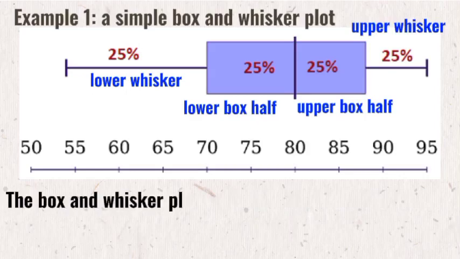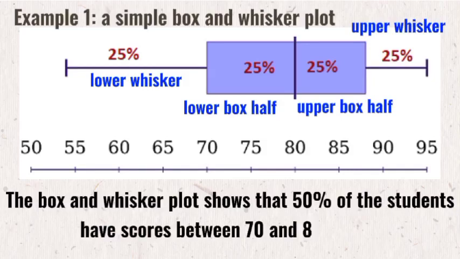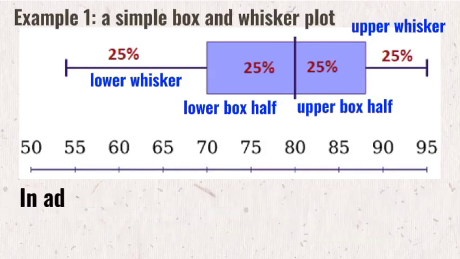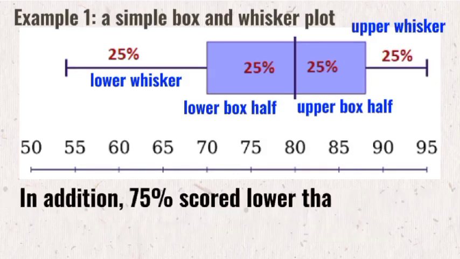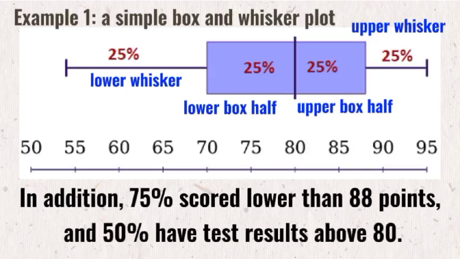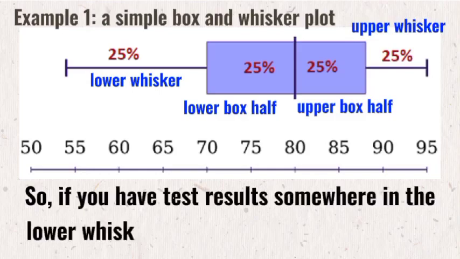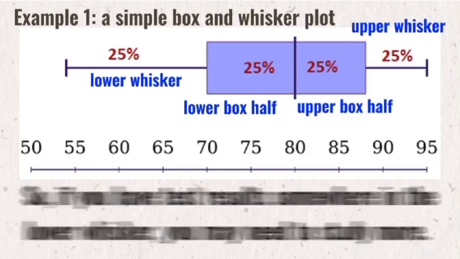The box and whisker plot shows that 50% of the students have scores between 70 and 88 points. In addition, 75% scored lower than 88 points, and 50% have test results above 80. So if you have test results somewhere in the lower whisker, you may need to study more.